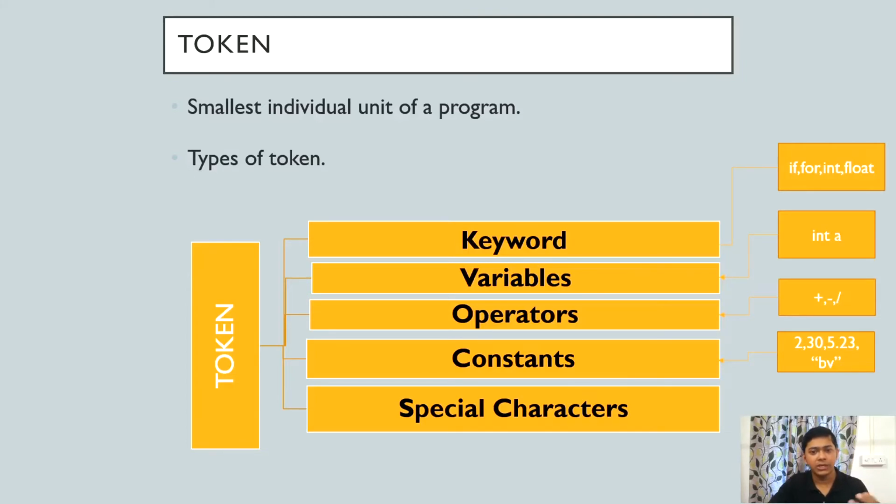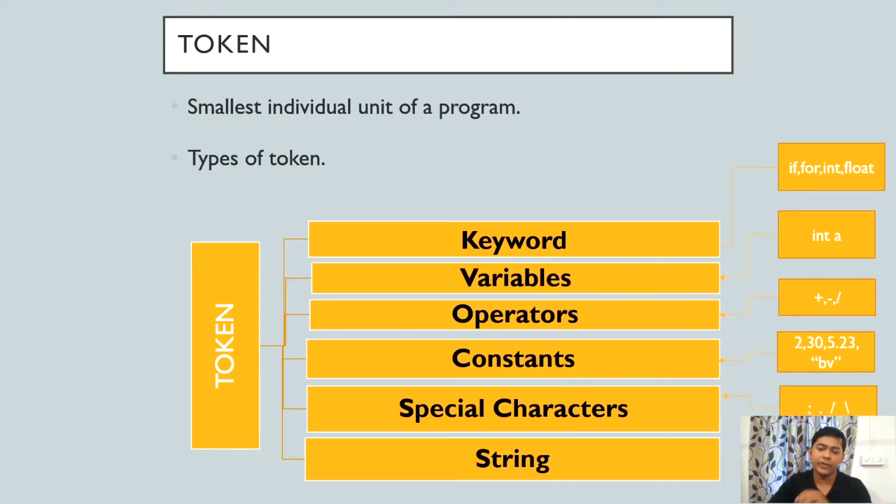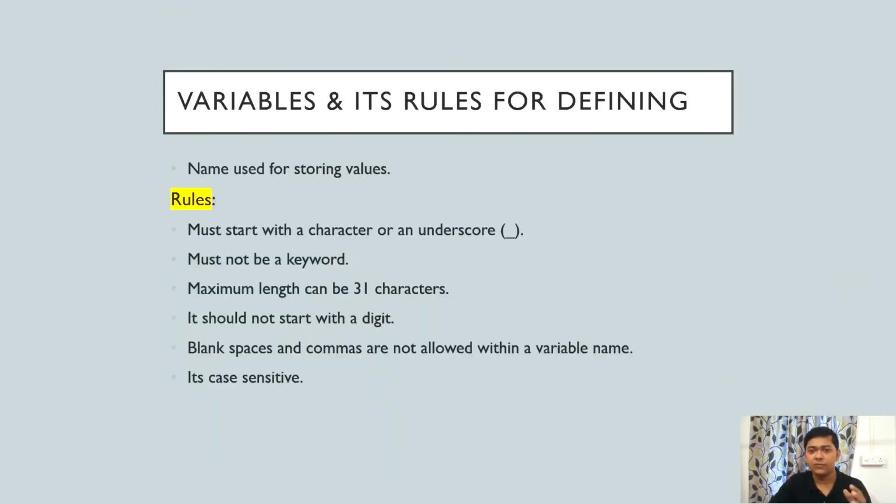Special characters, I have already told you about the special characters. Some symbols you can see here. A string, as I said, a sequence of characters is known as a string. For example, whatever you write within double quotation will be treated as a string. So this is what we have covered so far about tokens of the C program.